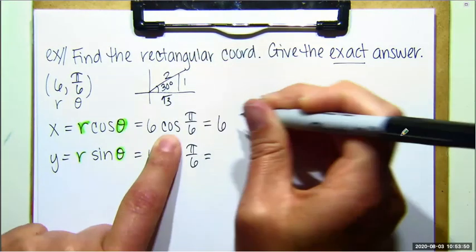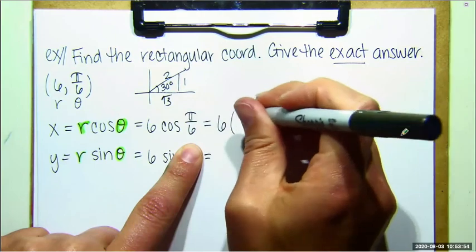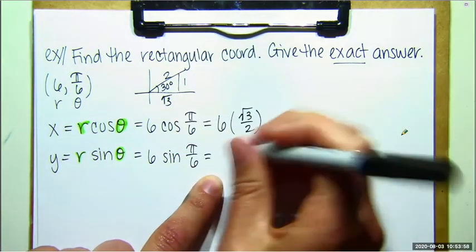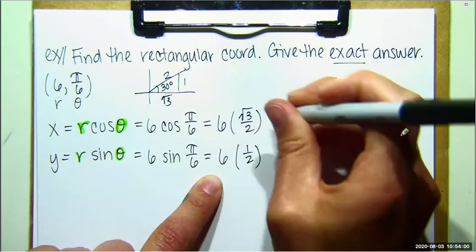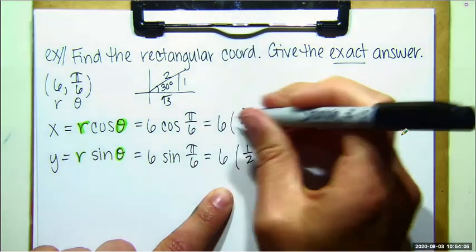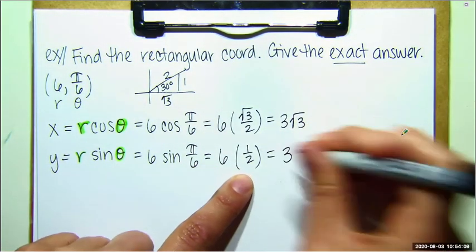So I have 6 times cosine of pi over 6. Cosine is adjacent over hypotenuse. That's root 3 over 2. Sine of pi over 6, opposite over hypotenuse. That's 1/2. Okay, here the 6 and the 2 have a common factor of 2, so that reduces to 3 root 3. And here 6 times 1/2 is 3.